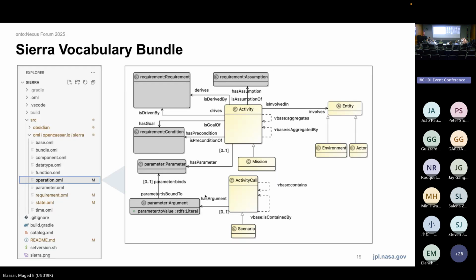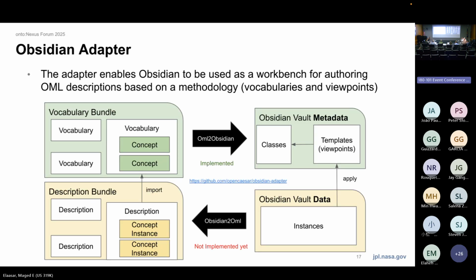I have a question about that. Sure. So if I'm the systems engineer and I'm working in the Obsidian Vault metadata view and working with the templates to create my instances, I think that is how this is proposed to work, right? In the metadata, you create the viewpoints. And then as a systems engineer, you create the instances.